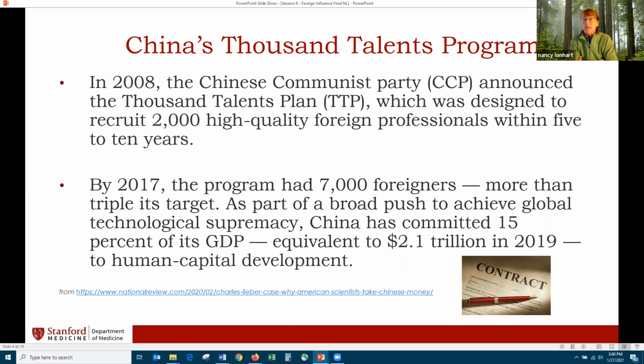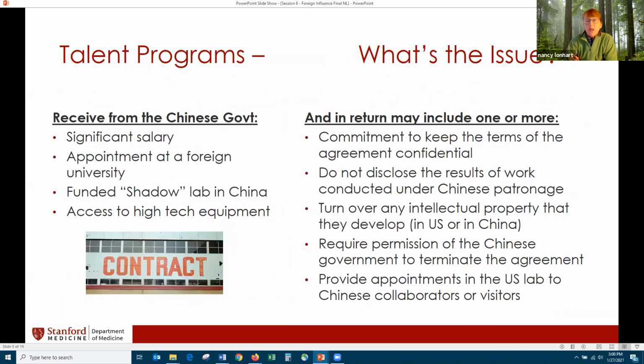Well, what is the 1,000 Talents program? Well, if we switch to the next slide, we'll see what it entails. For the researcher, they would receive from the Chinese government a significant salary. They could get an appointment at a foreign university.